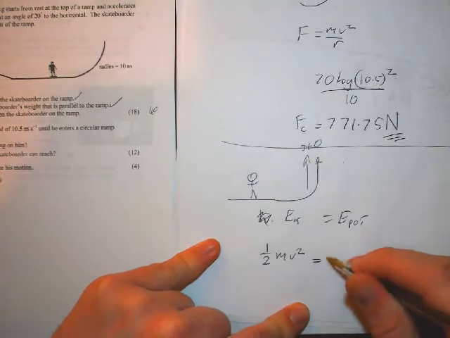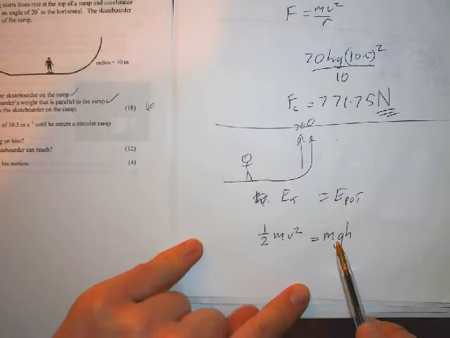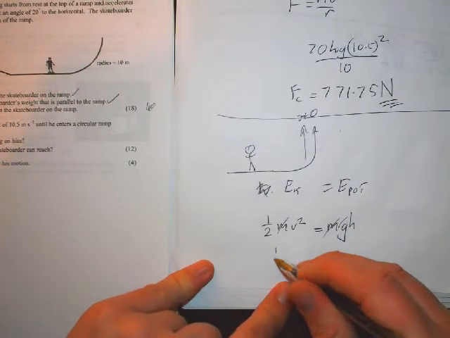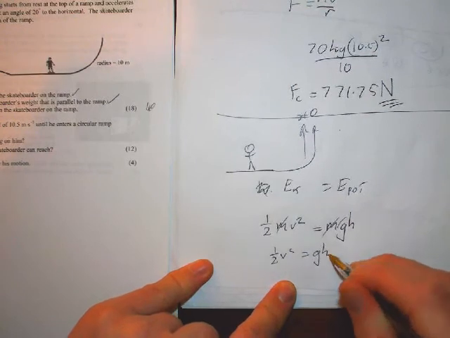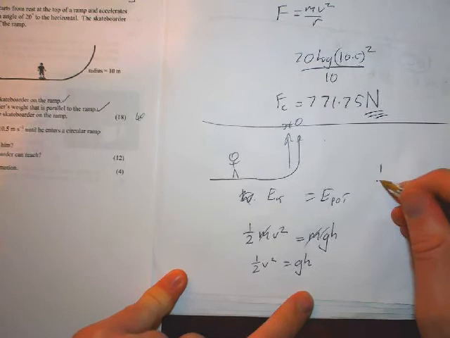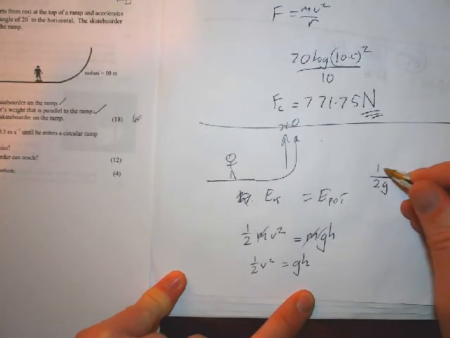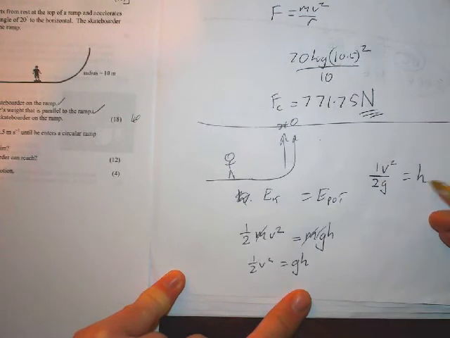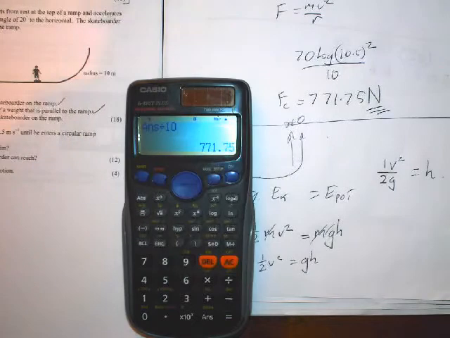So his kinetic energy, which is given by half mv squared, will equal m times g times h. This is the formula for kinetic energy and gravitational potential. And straight away, the masses cancel out. So we have half of his velocity squared is equal to g times h. We're looking for his h, so let's bring the g across. Half was multiplied here, so v squared over 2g is equal to his height.